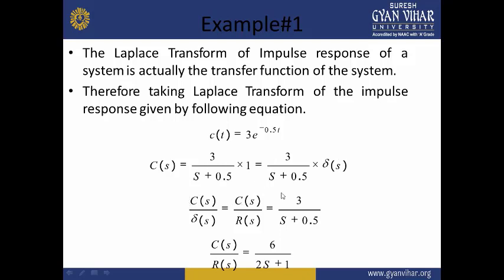Therefore, C(s) by delta(s) will be equal to C(s) by R(s), which is equal to 3 upon s plus 0.5. If I multiply this complete equation by 2, I will get 6 upon 2s plus 1. Therefore, the time constant is coming to be 2, and the transfer function is coming to be 6 upon 2s plus 1. What is the DC gain? The DC gain is coming to be 6.